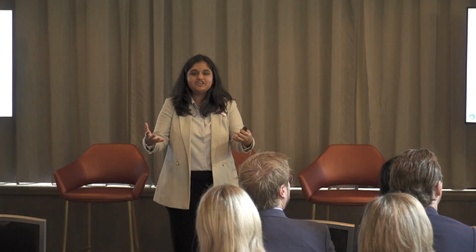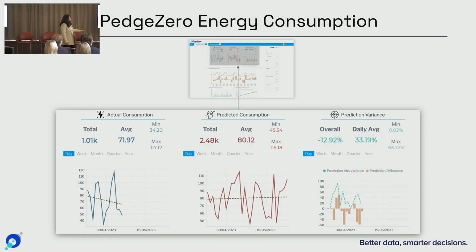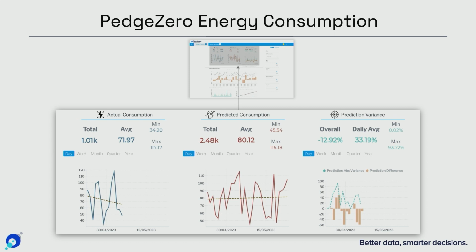And you might ask what these insights really look like for you, the end user. That's what it looks like. So you've got your actual consumption, you've got trends of it, and it can vary from the grain of data that you've got. So it can be daily, weekly, monthly, yearly, quarterly, anything that you would like to see. You've got your predicted consumption, and then you've got the variance between the two. So you can actually see the difference, how the model is predicting it, and how your consumption is growing with it.